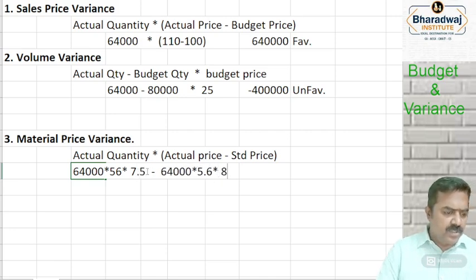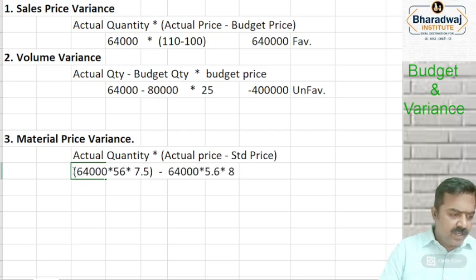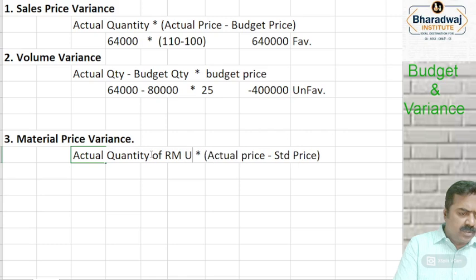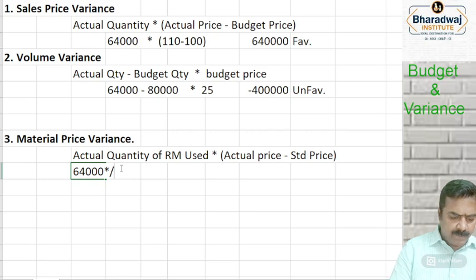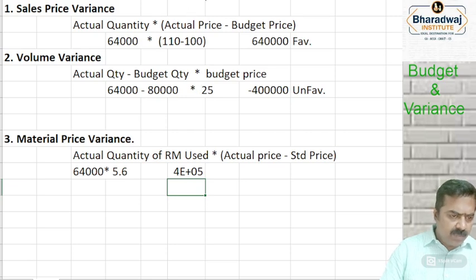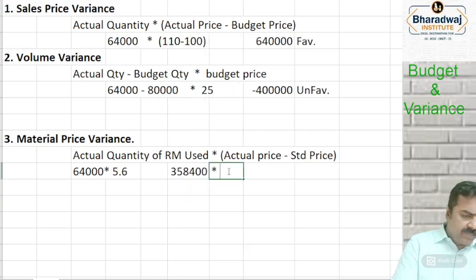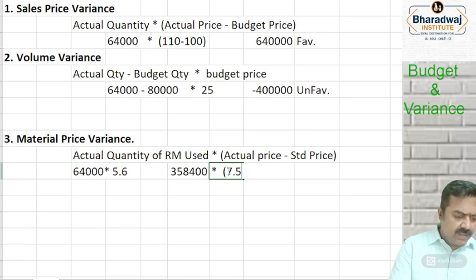Like this we have to work out. Don't see the output. See the quantity of material used. So actual quantity of raw material used, not output. We are working out only for raw material, right? So actual quantity of raw material used is nothing but 64,000 into 5.6, because we are working out not the total product variance, only the raw material variance. So this multiplied with actual price minus standard price. Actual price is how much? 7.5. Standard price is how much? 8.